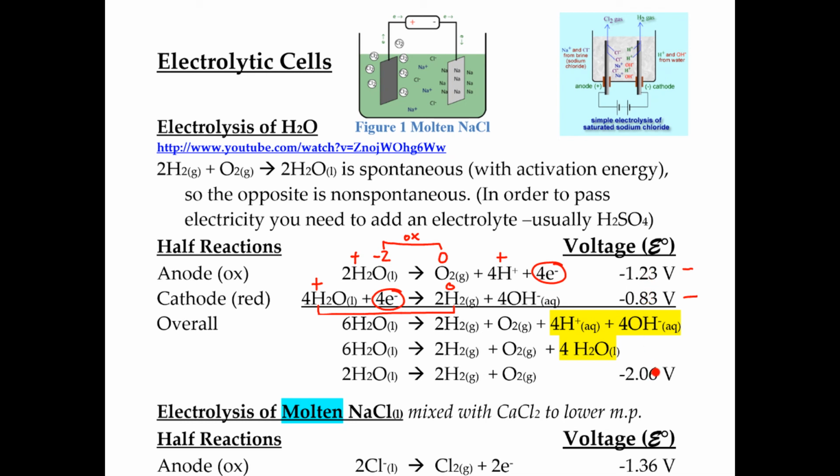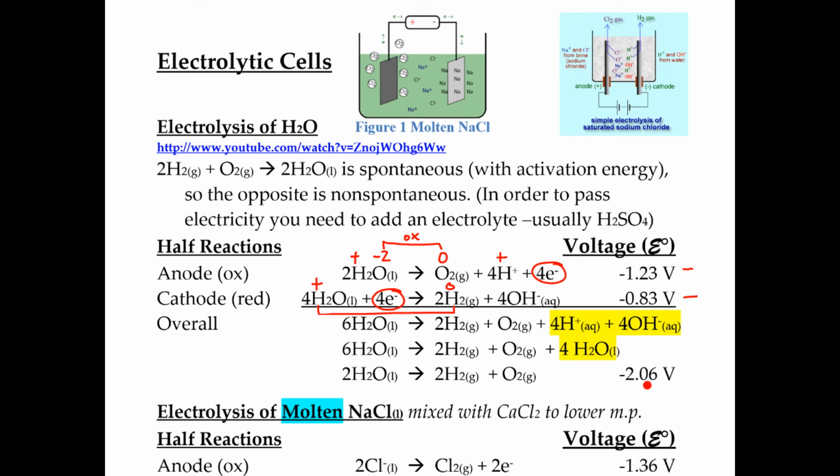When you add these, look at what you got: 6 waters, 2 H2s, an O2, and then 4 H pluses and 4 OH minuses. Well, you know these form 4 waters, and 4 waters and 6 waters cancels out to make 2 waters on this side. And so this is your final voltage for this reaction, and it is non-spontaneous.